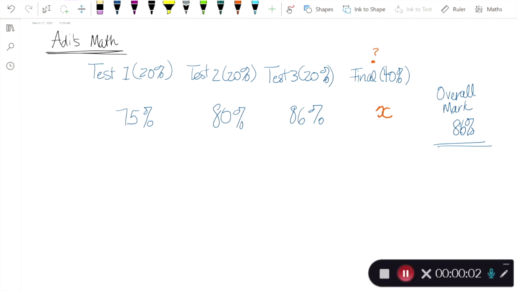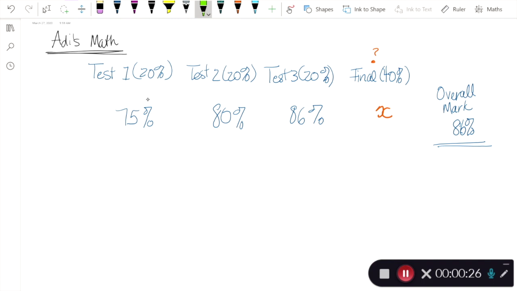Okay, in math class, he has 3 tests worth 20% each and 1 final exam worth 40%. He wants an overall mark of 86%. We know the marks on the first 3 tests. We do not know the final exam mark. So how can we figure out what that should be if he wants to get 86%?